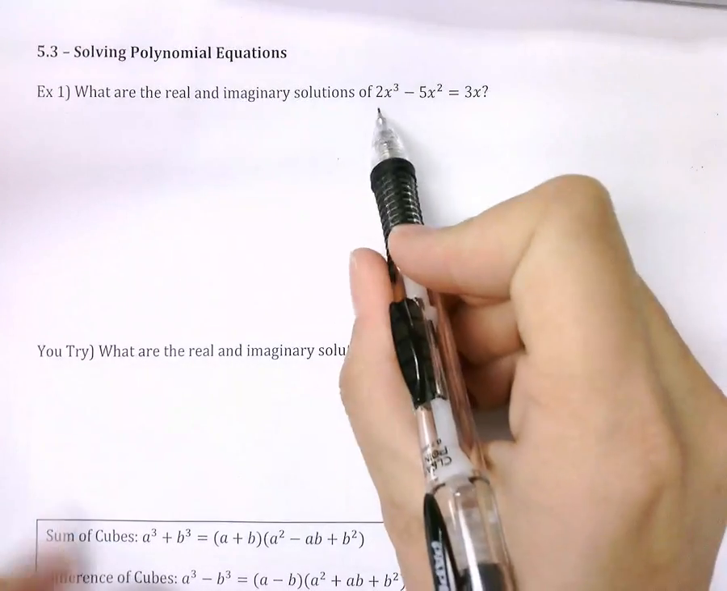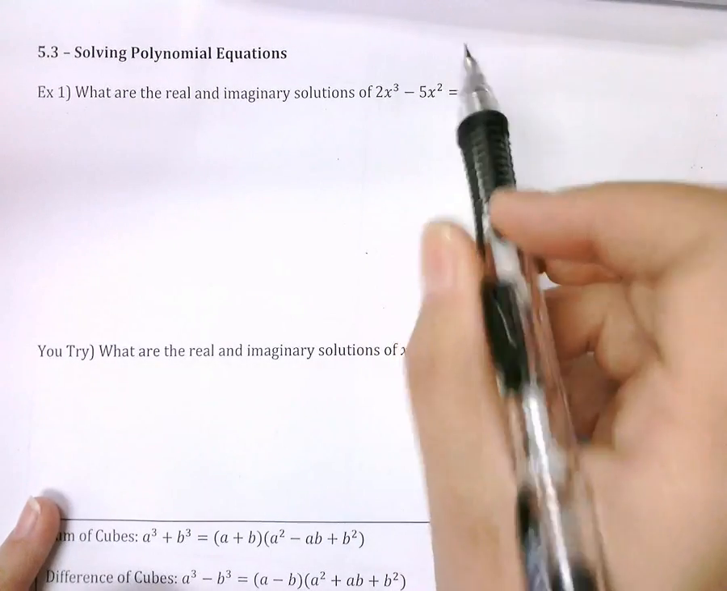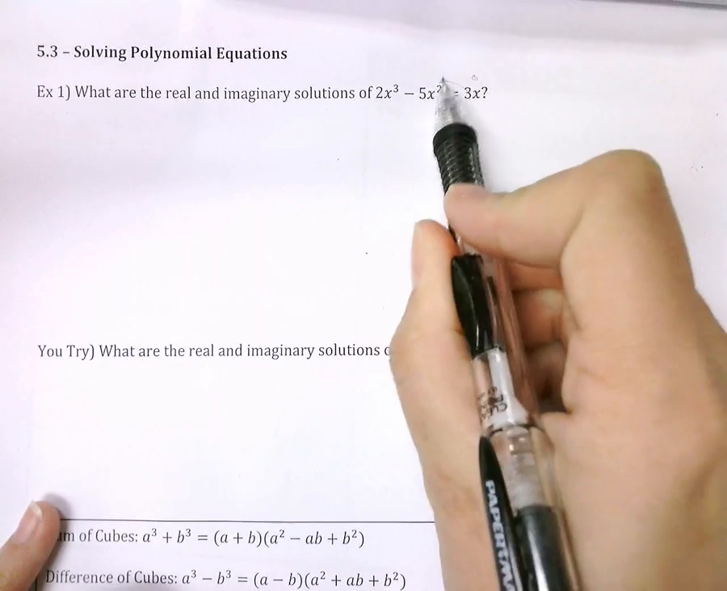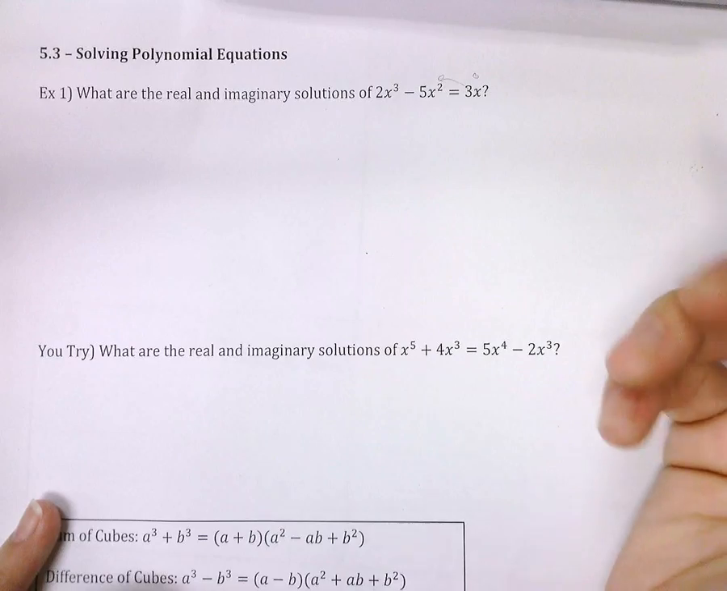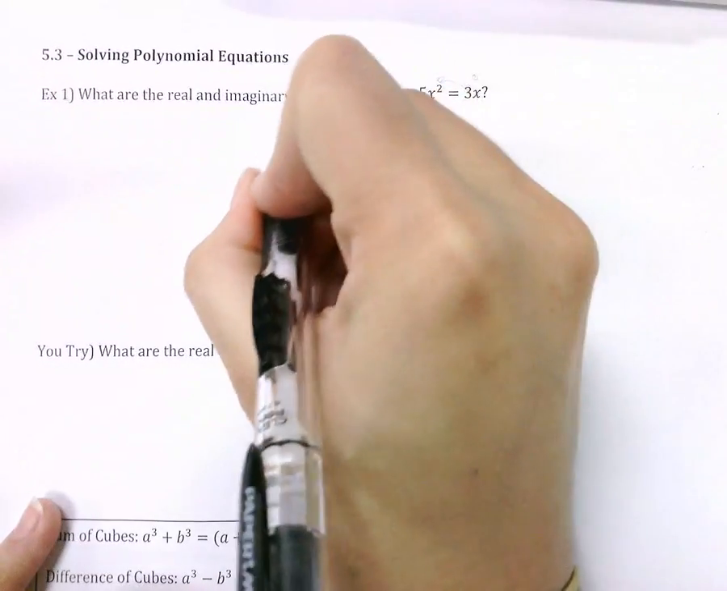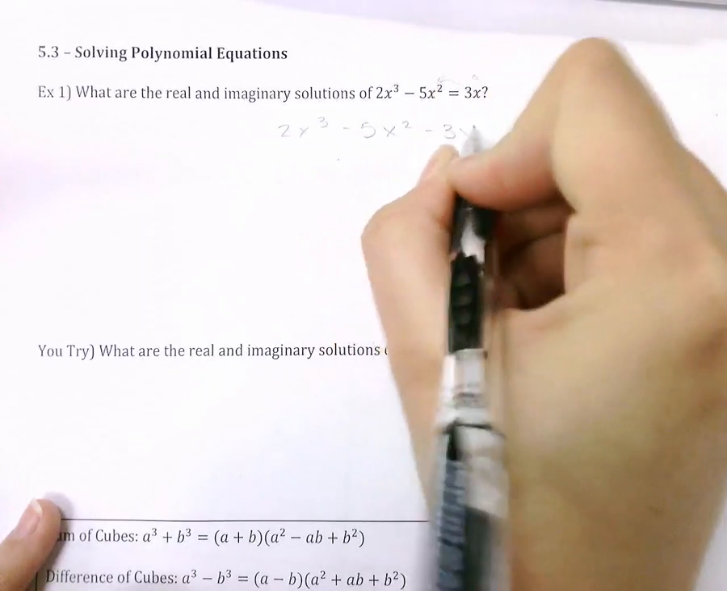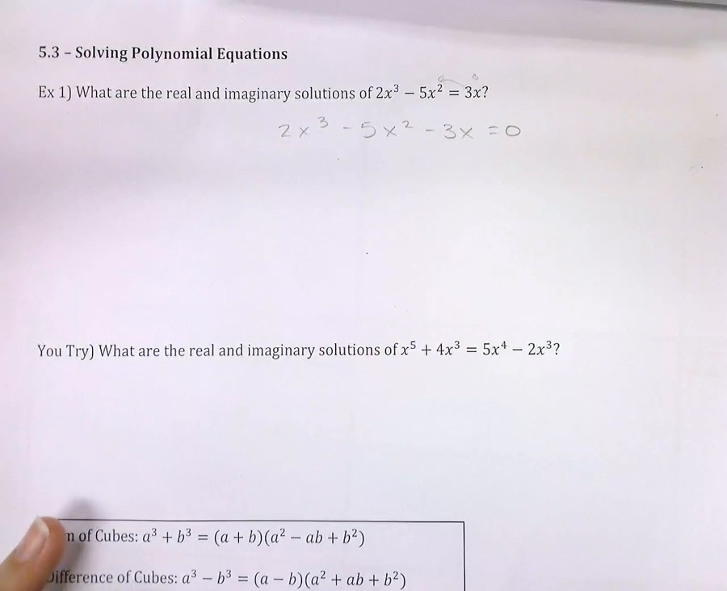So in order to solve anything for solutions or zeros or roots, we need it set equal to 0. So I need to get this 3x over to the right or left side of the equation. So we're going to subtract it and keep it in descending order. If it's in descending order, then when we look at it, we'll be able to know if it's factorable or not. So from here, I can factor out a greatest common factor.